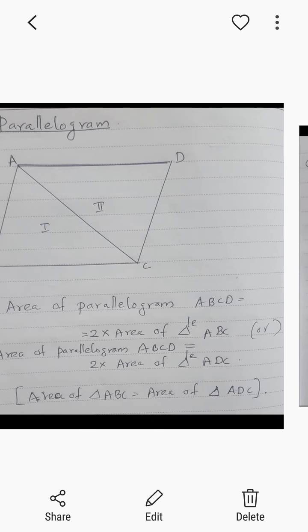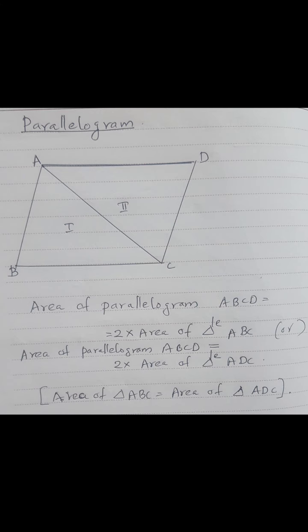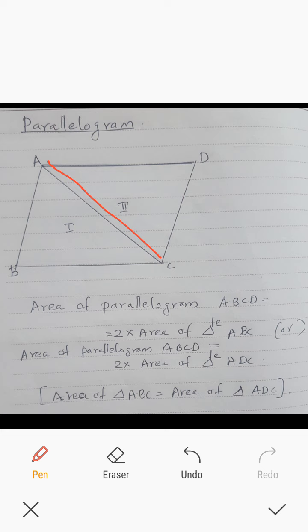Next, the case of a parallelogram. What is a parallelogram? A parallelogram certainly is a quadrilateral, but it has a property. Its diagonal has a very important property. See, this is a quadrilateral ABCD. The diagonal of the parallelogram ABCD divides it into two triangles. Not only triangles, two congruent triangles. Diagonals of a parallelogram divide a parallelogram into two congruent triangles.